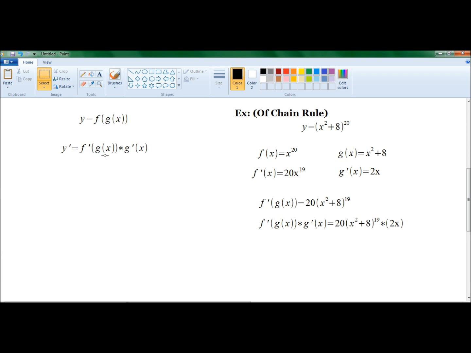And so the first part of the derivative of y is f prime of g of x. So using the derivative of f of x, using this function, I just insert g of x for x here. So it becomes f prime of g of x is just 20 times x squared plus 8 to the 19th power. Okay, so to finish for the derivative of y, I then just multiply this by g prime of x. So it's f prime of g of x times g prime of x.